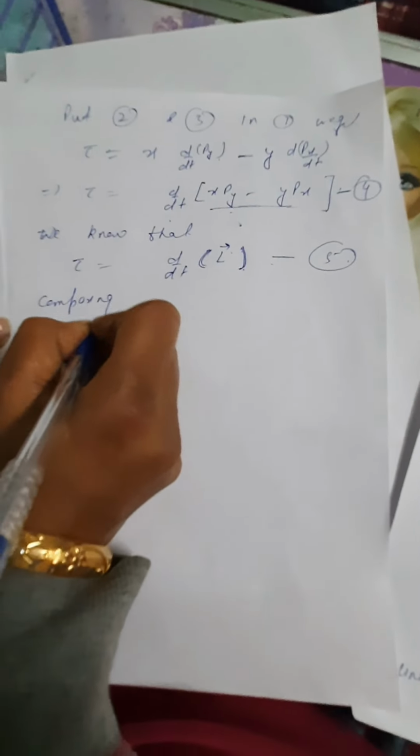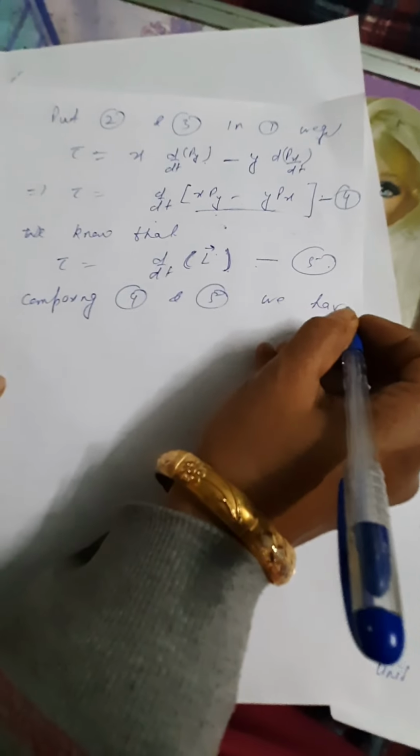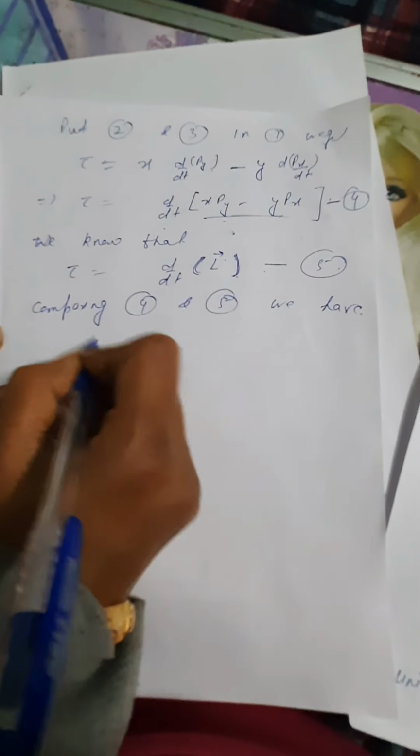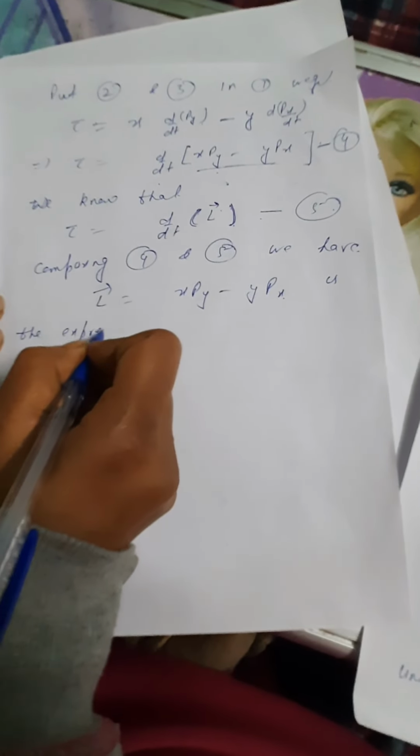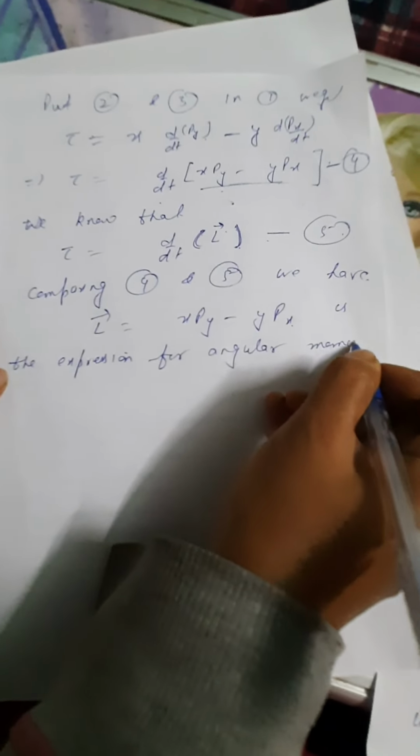Now comparing 4th and 5th, we have L is equal to x py minus y px. This is the expression for angular momentum in Cartesian coordinates.